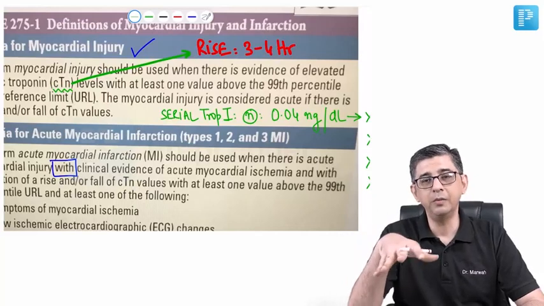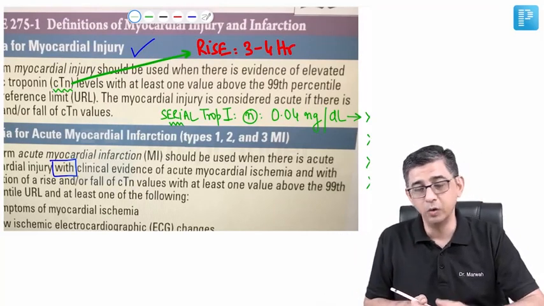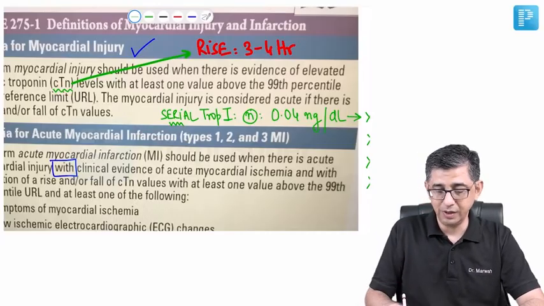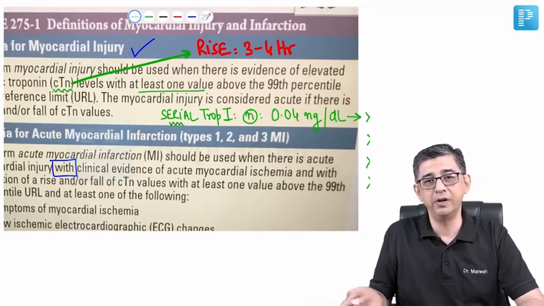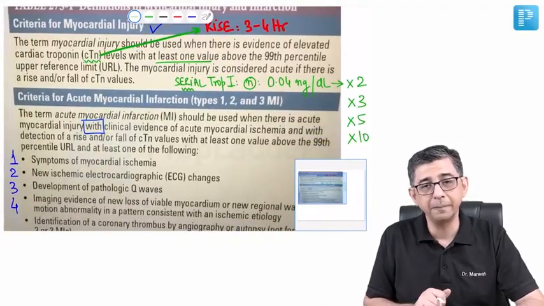We're going to talk about the treatment as well, but the message is that serial troponin I basically indicates it might be done more than once. And as he has written here, at least one value above the 99th centile, which would mean that it will show at least a doubling or a tripling.